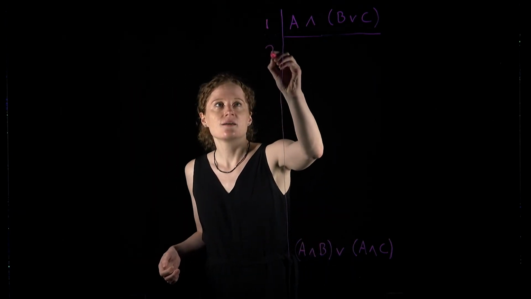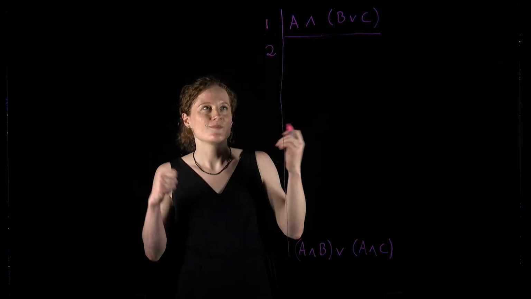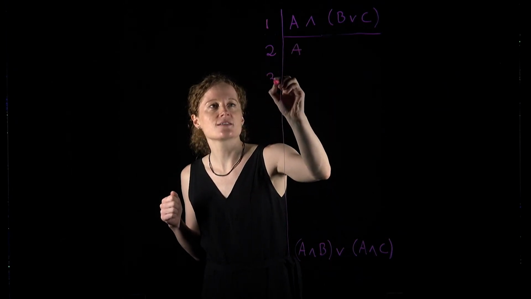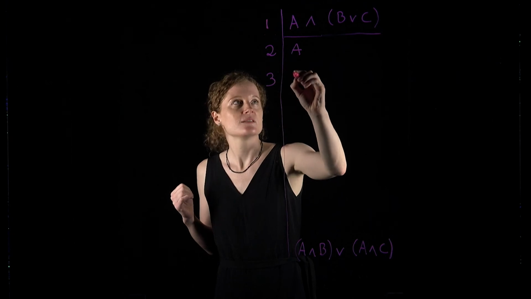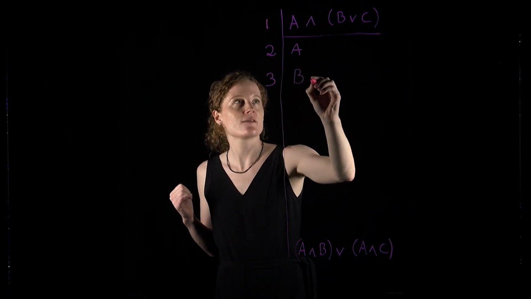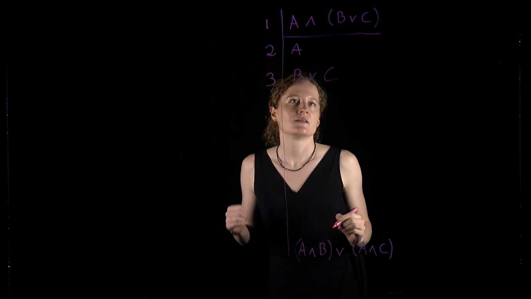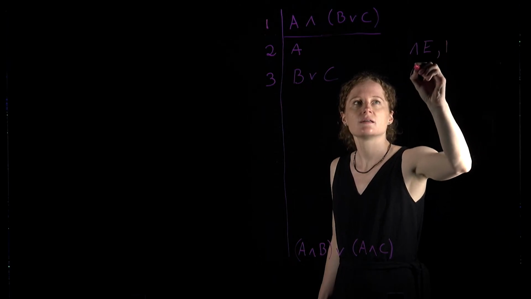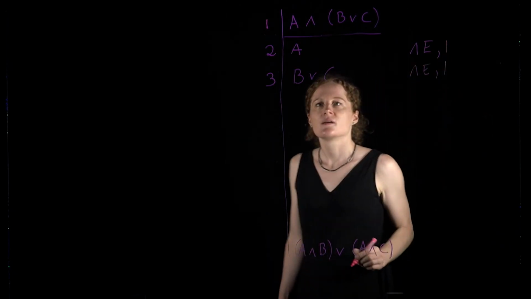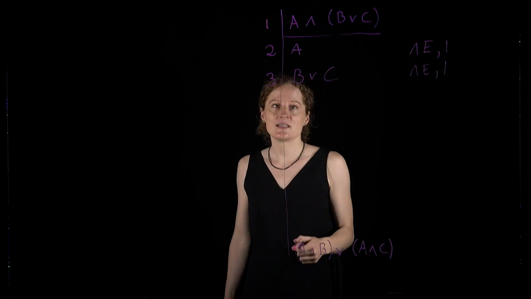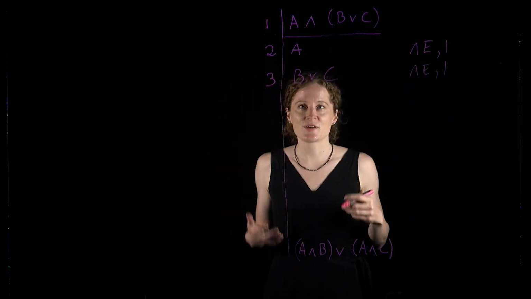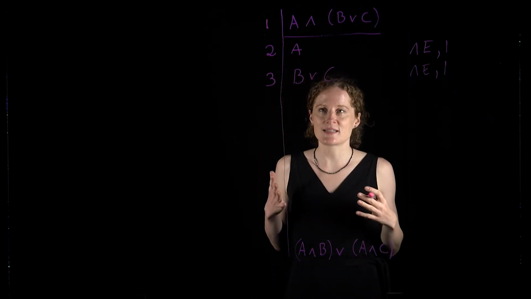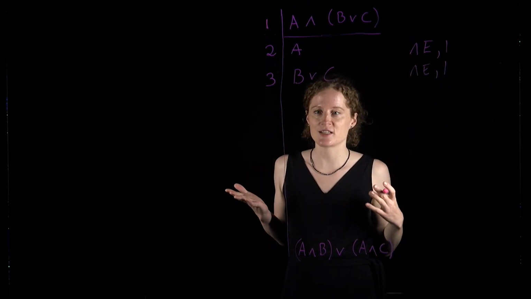Well, I'll just start by simplifying my assumption, just taking out the two conjuncts simply because I can. The first conjunct is A, the second conjunct is B or C, and I can justify this citing conjunction elimination and line 1. And now I have a disjunction in line 3, and I'm going to use this disjunction in order to set up a proof by disjunction elimination.